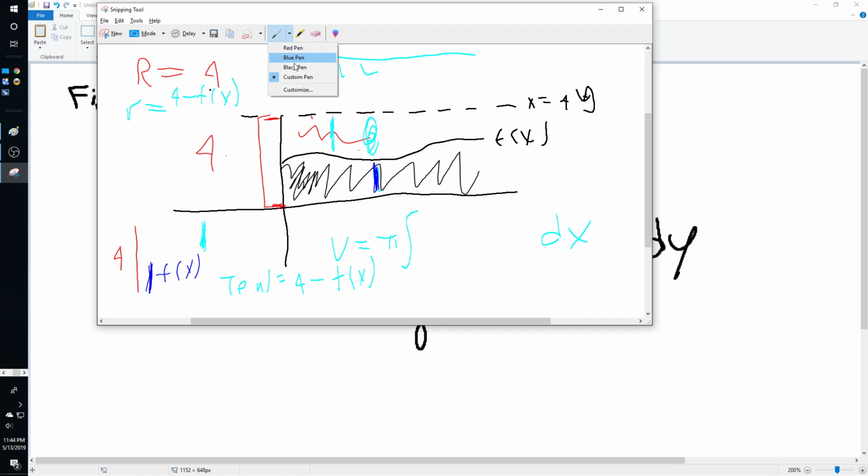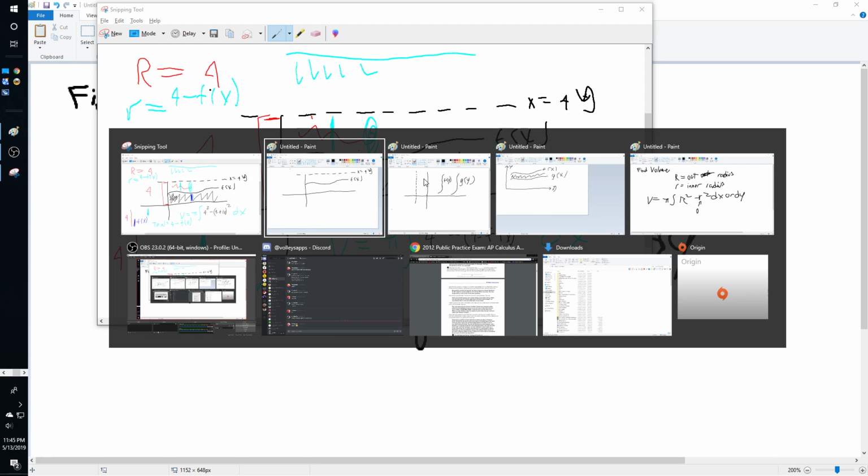And then from here we just plug into our formula. So big R squared, 4 squared, minus little r squared, 4 minus f of x squared, dx. And yeah, that is the volume.